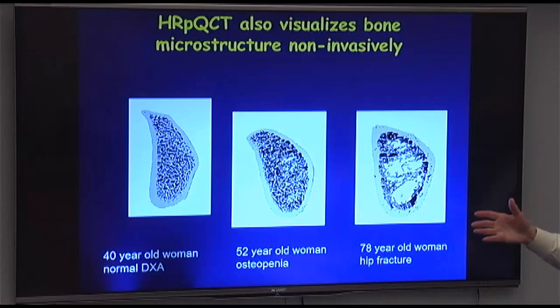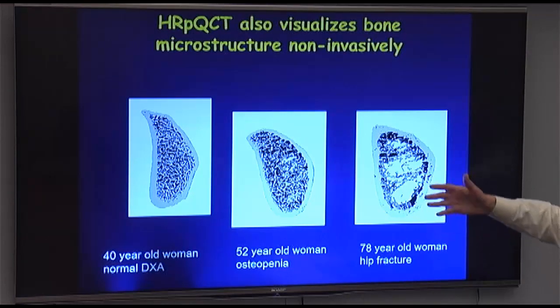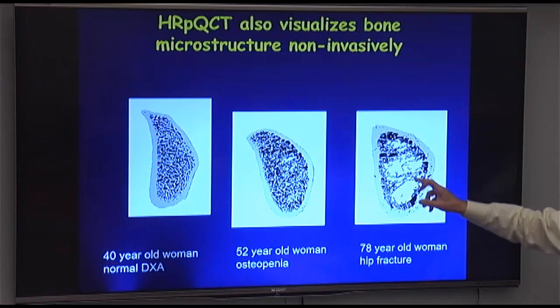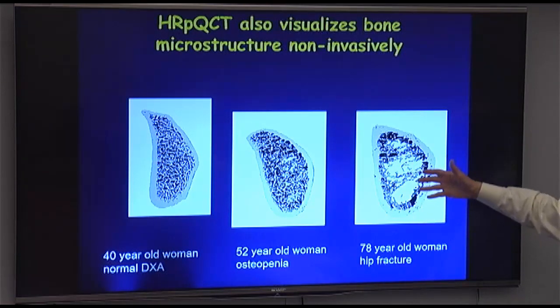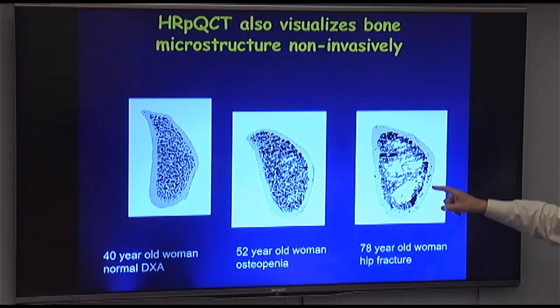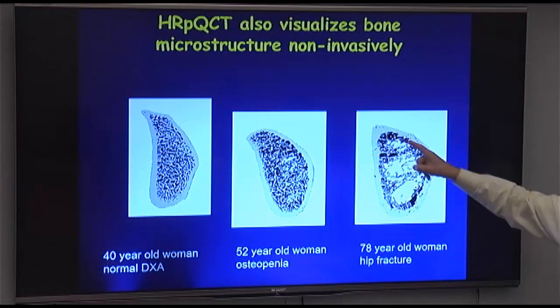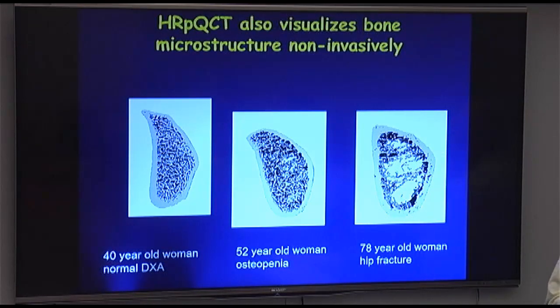And this is what we can find on a woman who's perfectly normal on the left, normal DEXA, a 52-year-old woman who's getting to be osteopenic, and this person who has a hip fracture. And you can see the microstructural disease. You see the trabecular compartment that's really dropped out. It looks terrible. And this is also depicting a certain amount of increased porosity of the cortical compartment of bone.